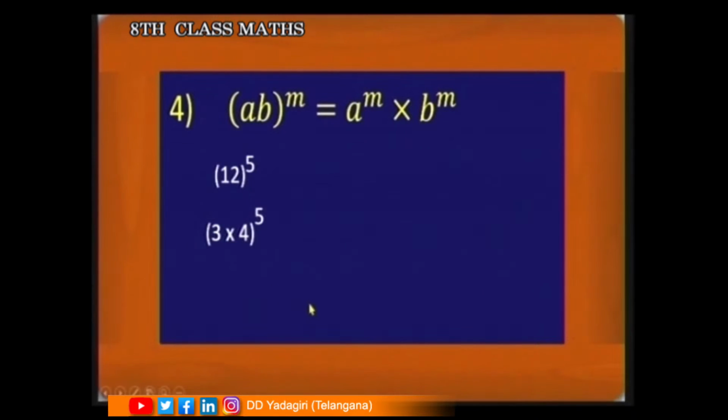So now we take 3 into 4 and we write this 5, which is the single exponent to this group, and we separately give this 5 to 3 and 4. Thus we write 3 to the power of 5 into 4 to the power of 5.